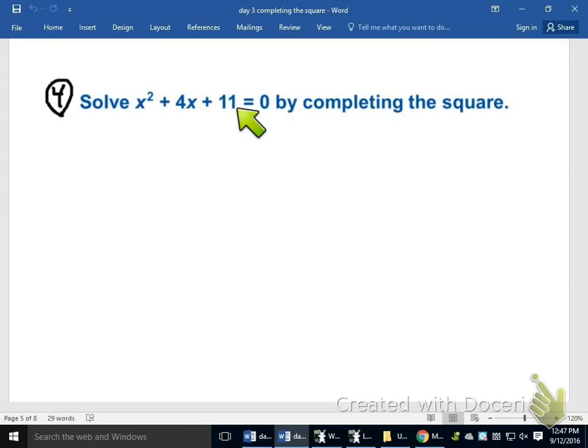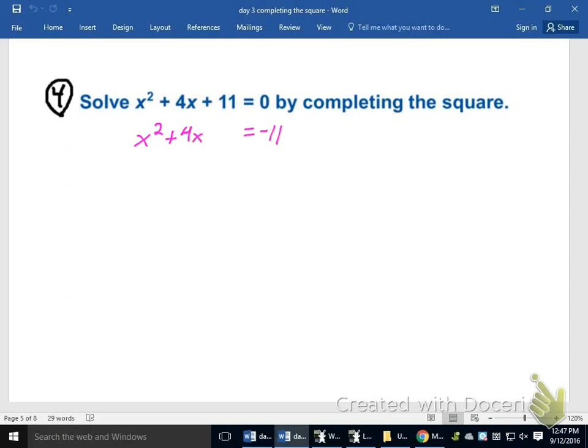There's no two numbers that will multiply to 11 and add to 4, and your calculator is absolutely no use to you here. You really have to use completing the square here. You get imaginary roots on this problem. First step, go ahead and kick that 11 to the other side by subtracting it.